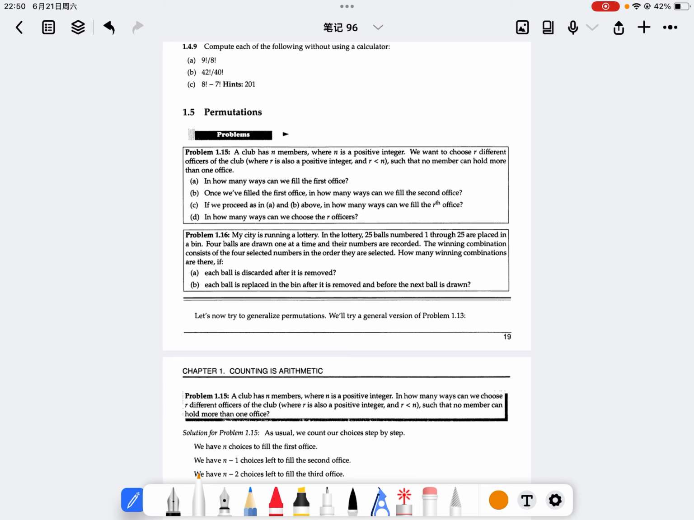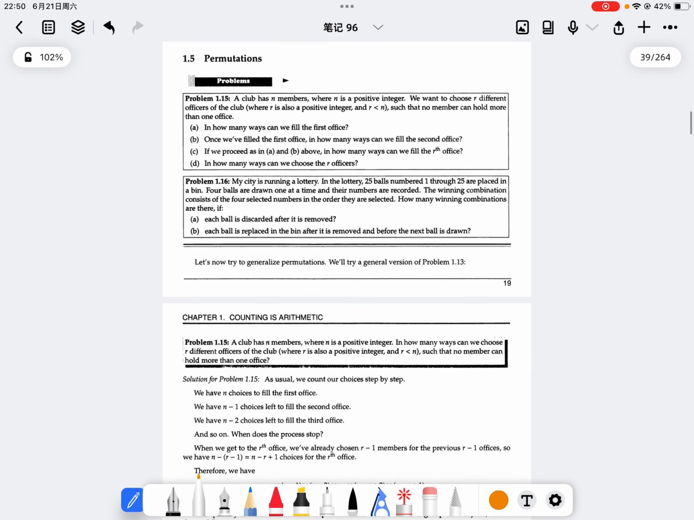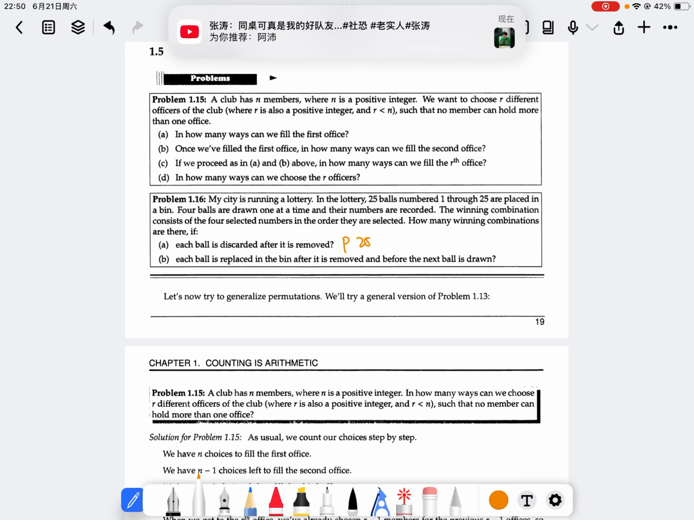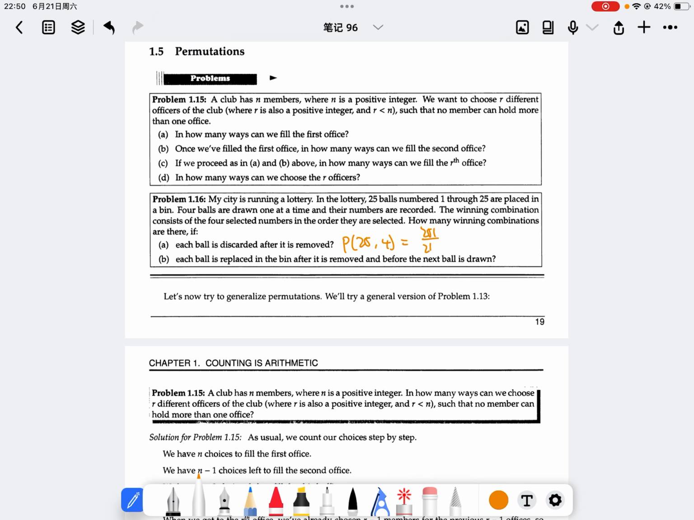So first, if each ball is discarded after it's removed, after the first ball there's 25 choices. So it's 25 choose 4. Or not choose 4, permutating 25 to 4. And this would equal 25 factorial over 21 factorial. Now, that would equal, if we do some calculations, 25 times 24 times 23 times 22, which equals 303,600.